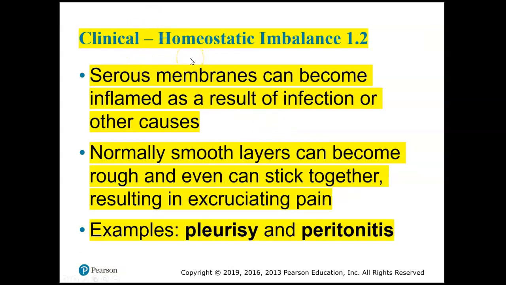So clinical homeostatic imbalance, example number two: serous membranes can become inflamed as a result of infection or other causes. And when that happens, it says normally smooth layers can become rough and even can stick together. And that causes excruciating pain. Examples are the conditions called pleurisy and peritonitis. Pleurisy is inflammation involving the pleura that surround the lungs. Peritonitis is inflammation of the peritoneum that surrounds the abdominal cavity.